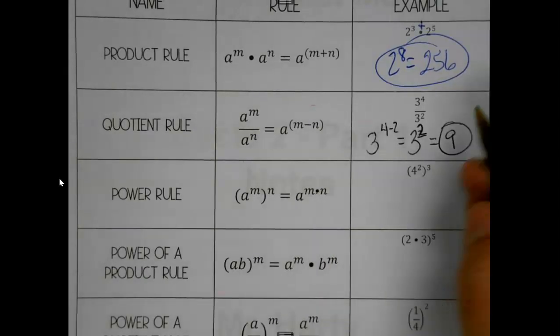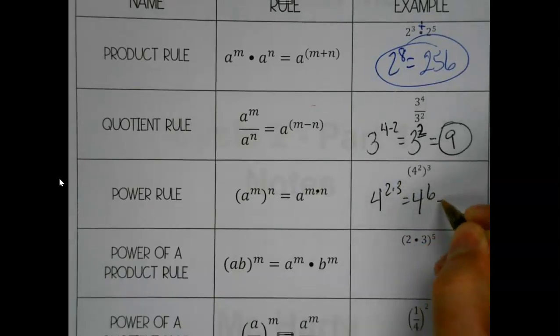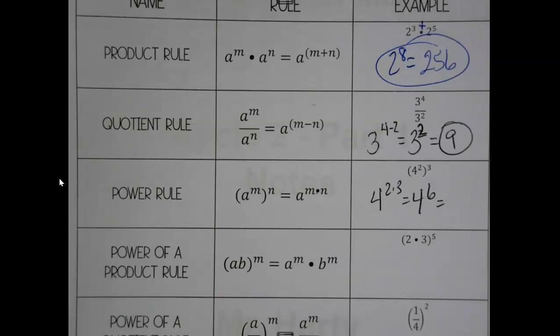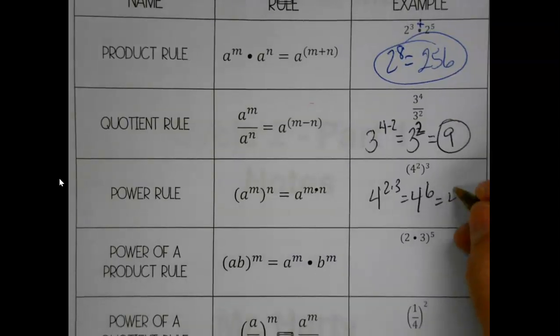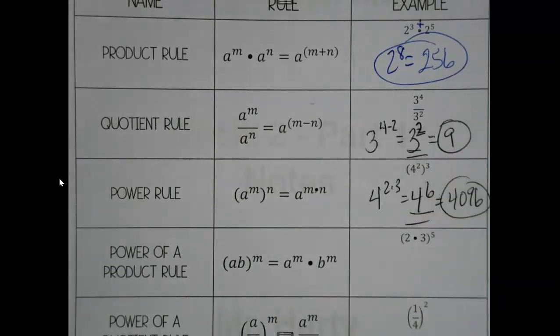Power rule, we're multiplying the exponents, no biggie. 4 to the 6th, that's going to be a decently sizable number. Again, I'm fine when you get here, as long as I can see what the rule was. If I see what the rule is, I'm good to go.